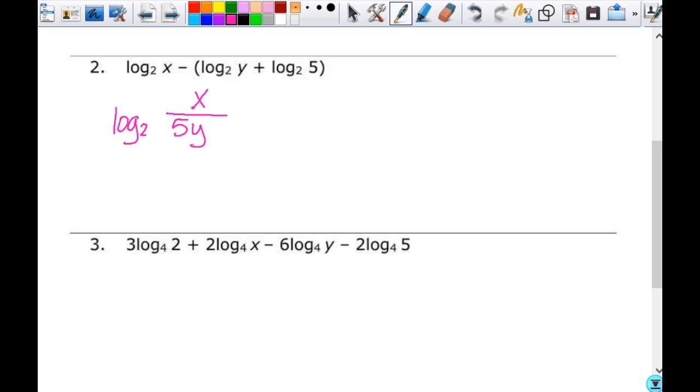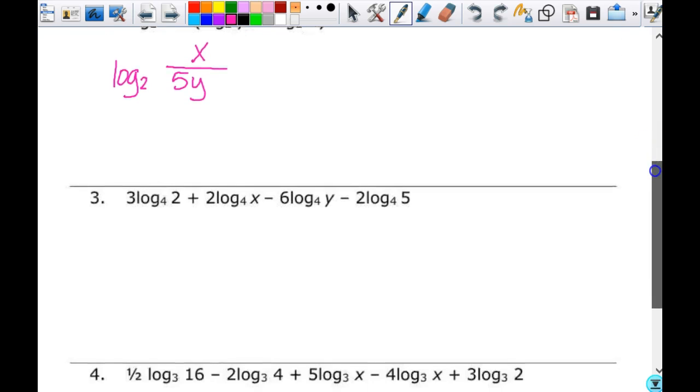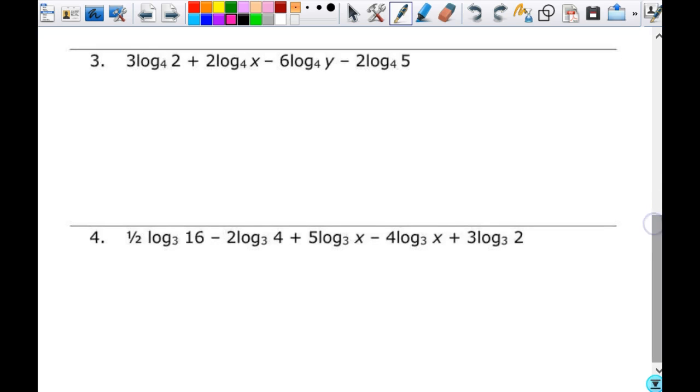All right, we'll do the last two together just for the interest of time. So now on these, I have some numbers in front of the logs, which means this 3 becomes the exponent for the 2. The 2 becomes the exponent for the x. The 6 becomes the exponent for the y. And the 2 becomes the exponent for the 5. So this is going to give me log base 4. This is positive, which means it starts off in the numerator. It's going to be 2 to the 3rd power. Plus, which means it's multiplied. This becomes x squared. And then subtraction, so in your denominator, y to the 6th.